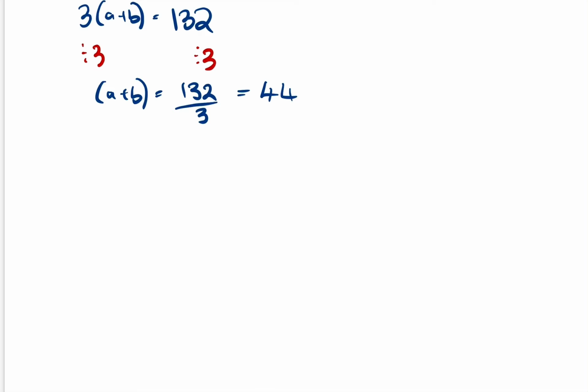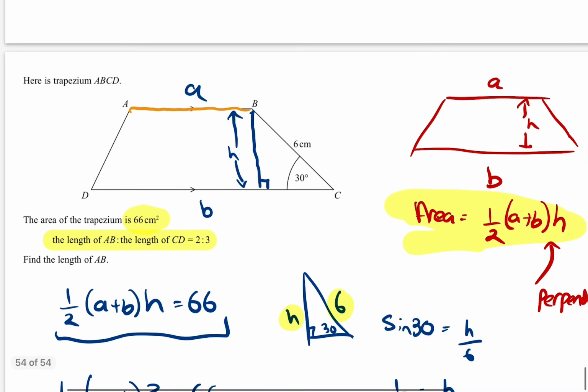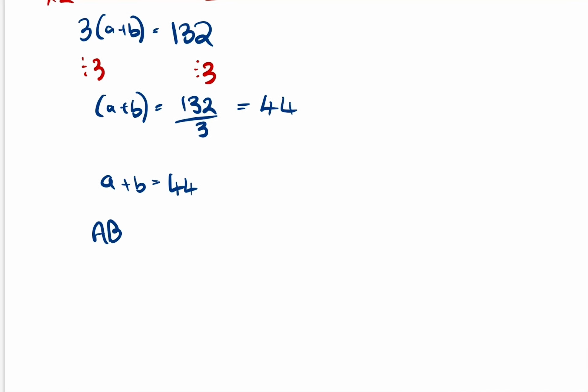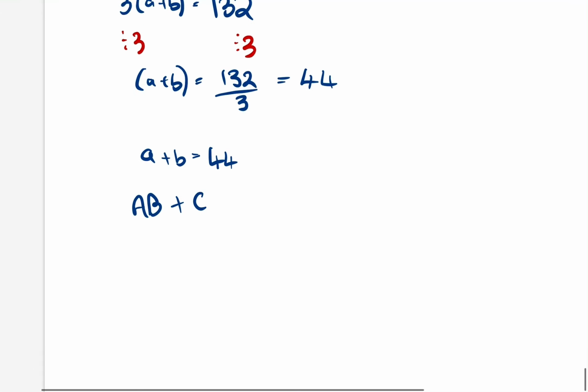Yeah, 40 times 3 is 120, and 4 times 3 is 12. Perfect. So we now have that A plus B, which we don't need brackets around anymore, is equal to 44. Now if we go back to our diagram, let's remind ourselves that A is AB, the top bit of the trapezium, and B is DC or CD. Good, so this is where we are up to so far.